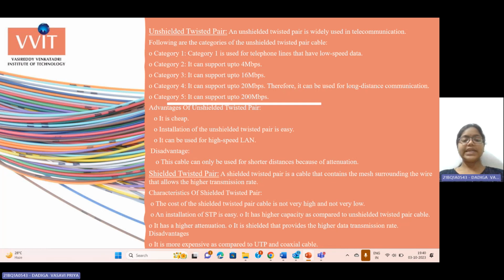Next, coming to shielded twisted pair, the characteristics of shielded twisted pair are that the cost of the cable is not very high and also not very low. The installation is very easy and it has higher capacity as compared to unshielded twisted pair cable, and it has higher attenuation resistance and also it is shielded, which provides a high data transmission rate. Whereas coming to disadvantages, it is more expensive than unshielded twisted pair. These are the advantages and disadvantages of shielded and unshielded twisted pairs.